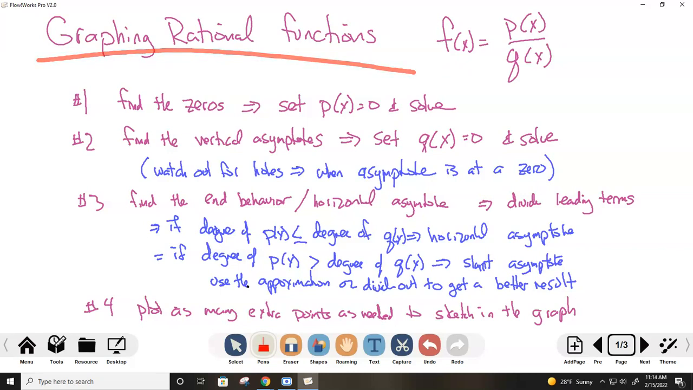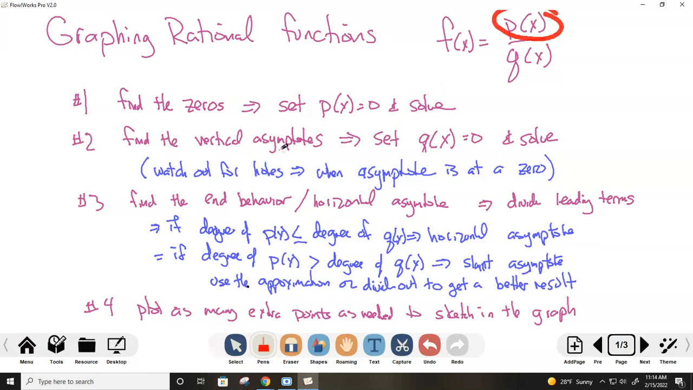So I'm going to first go over the main points, the guidelines. Again, a rational function is a function that's a ratio of two polynomials. So we have p of x divided by q of x. When we're going to graph one of these, first thing we're going to do is look for the zeros, kind of like with polynomials. To find the zeros, the only way you make a fraction equal to 0 is if the numerator is 0. So you set p of x equal to 0, and you solve.